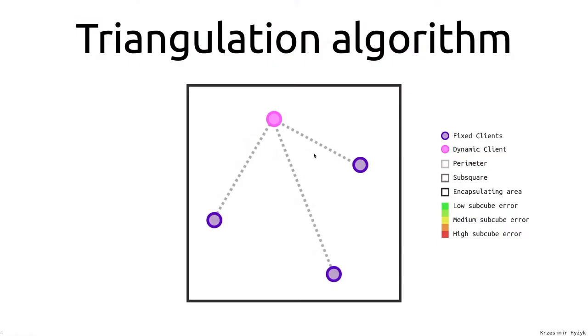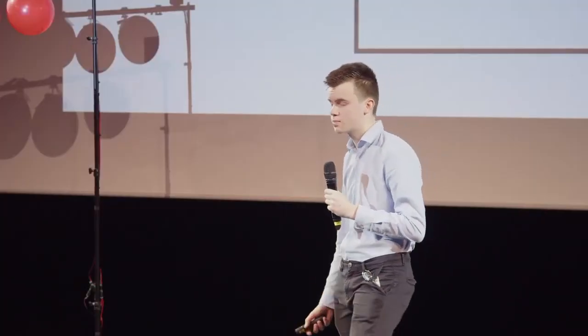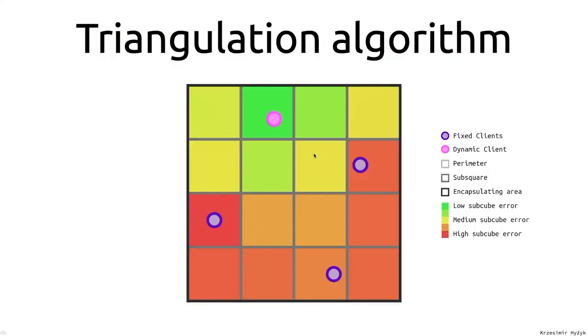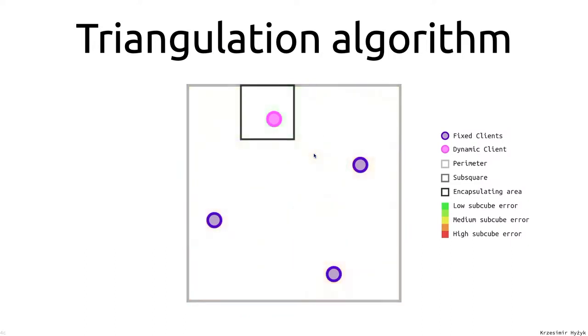So the triangulation algorithm is the core part of the software of this project, and I will explain how it works based on the following example in a 2-dimensional space with 4 points. On this graph, the location of the pink client is unknown, and it must be located. So, firstly, the entire space is divided into a 4x4 square grid, of which every square is colored based on its calculated error. From there, the square with the lowest error is chosen as the new encapsulating volume. Then, the steps of division and coloring are repeated until the encapsulating area size is within the error margins.